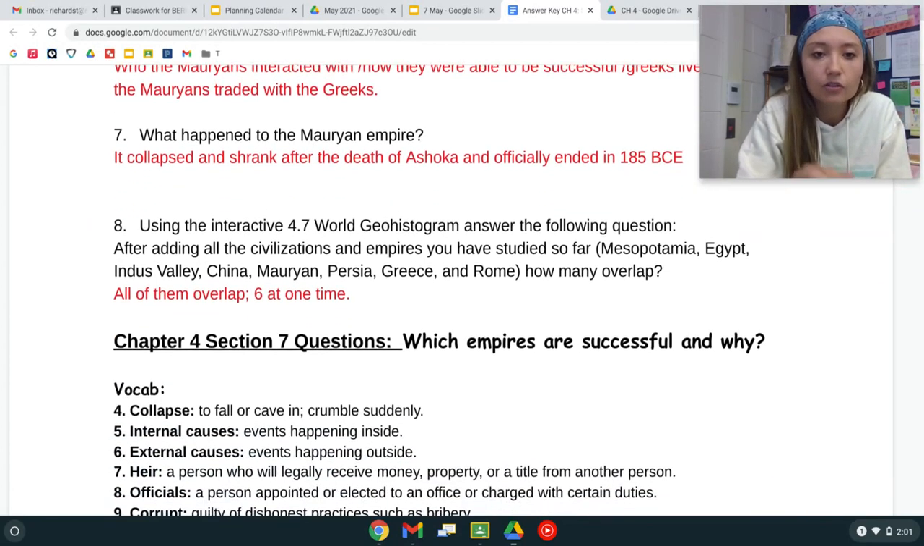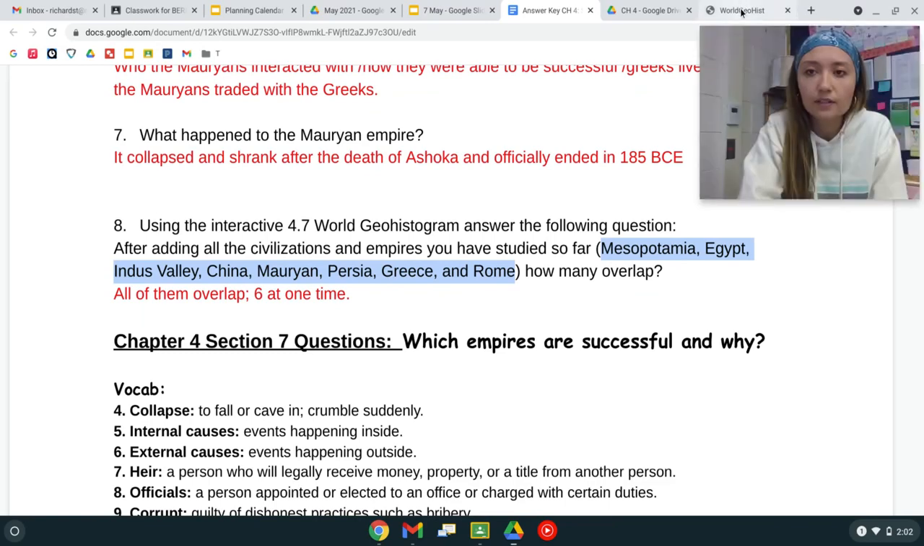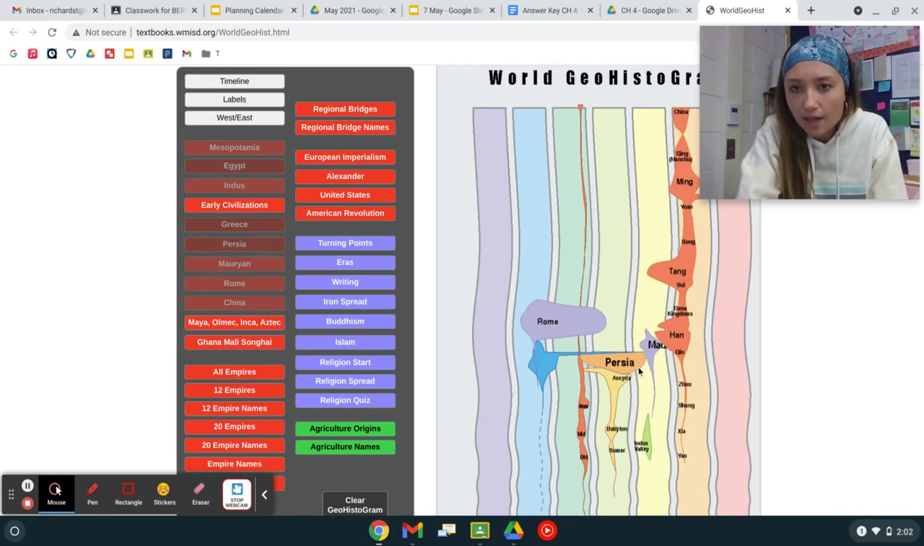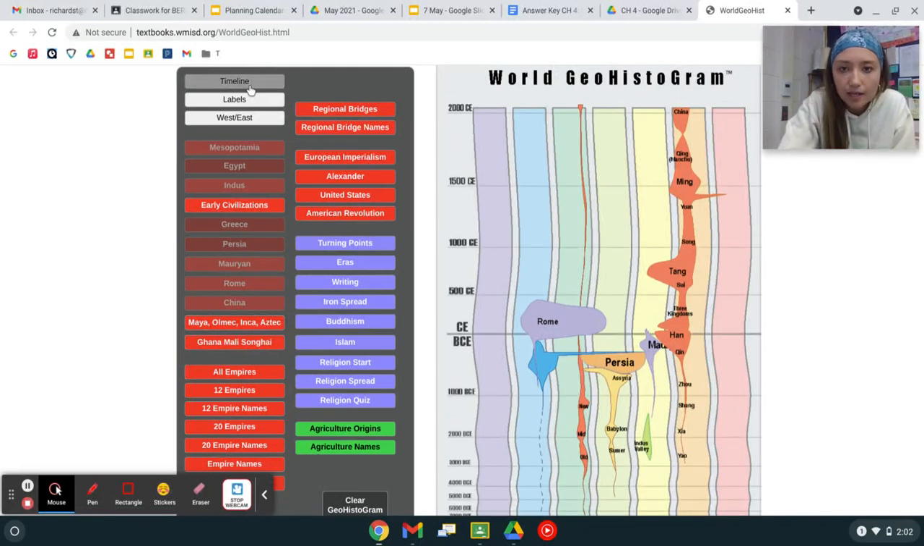Number 8, using Interactive 4.7 World Geohistogram, answer the following question. You're adding all these civilizations that we've studied to the geohistogram, and then seeing how many overlap. I did Mesopotamia, Egypt, Indus, Greece, Persia, Mauryan, Rome, and China, and they pop up here on the picture. You can see that not all of them overlap, but 6 of the 7 overlap right here.